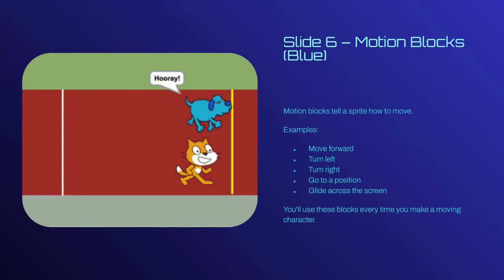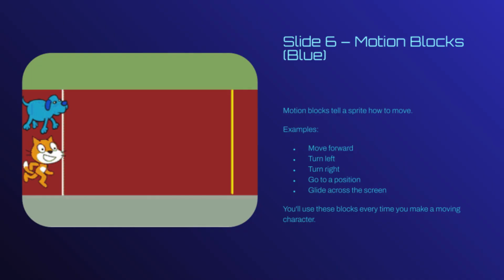Slide 6. Motion blocks, which are colored blue. Motion blocks tell a sprite how to move. For example, move forward, turn left, turn right, go to a position, glide across the screen. You'll use these blocks every time you want to move a character. And now, I'll show you all an example of movement blocks.